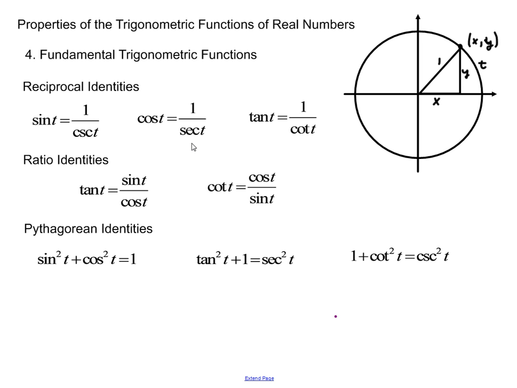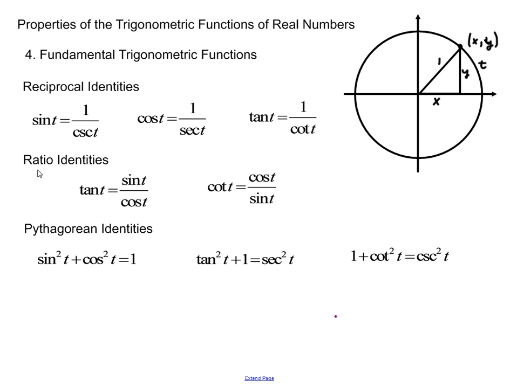Cosine of t and secant of t are the same thing. Cosine of t is the x, secant of t is 1 over x. They're reciprocals. Tangent is y over x and cotangent is x over y. So by those definitions, right there, we can tell you that our sine, cosine, and tangent are reciprocals.